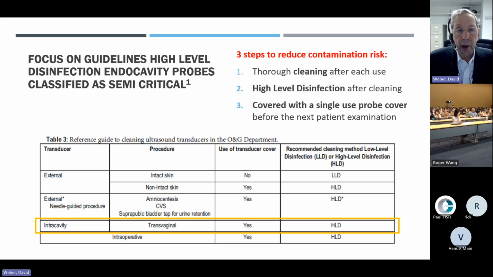After appropriate cleaning, we do high-level disinfection. And then for endocavity probes, we would use a single-use probe cover before the next patient exam. And then you can see here's how each of those would work. You'll notice that for intact skin, we don't need transducer probe covers, and they are low-level disinfected. But for non-intact skin, or for intracavity use, or for amniocentesis, we would use a transducer cover and high-level disinfection. For intraoperative use, we would ideally use sterilization, but at minimum, we would use a sterile transducer cover and high-level disinfection.